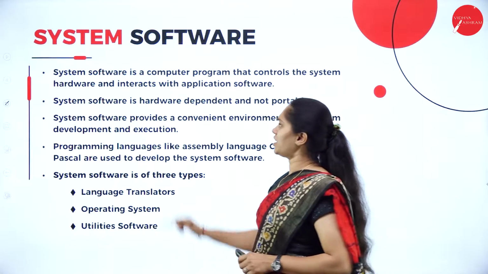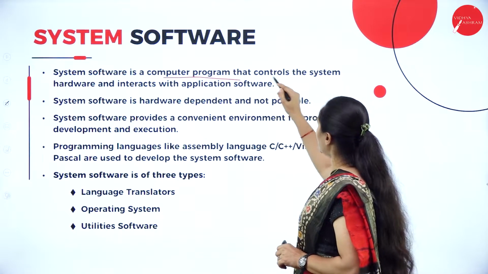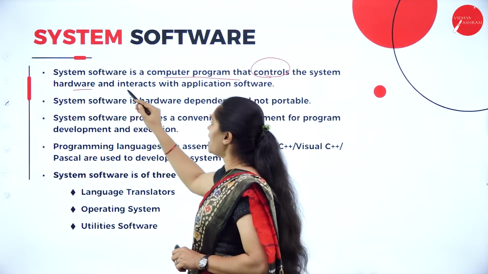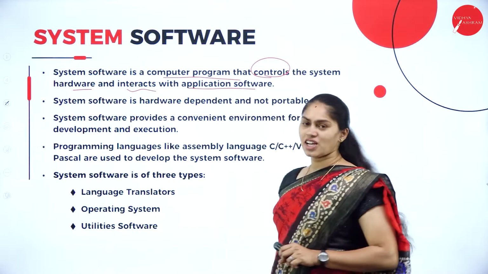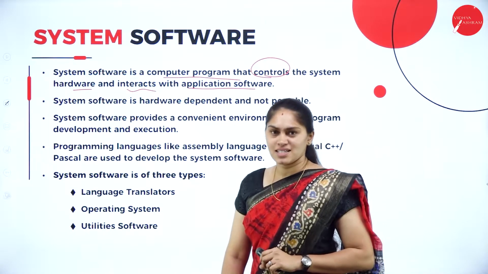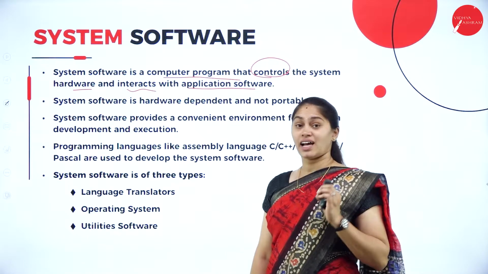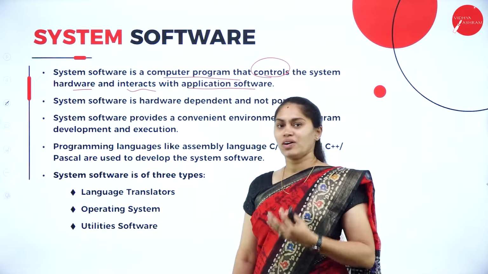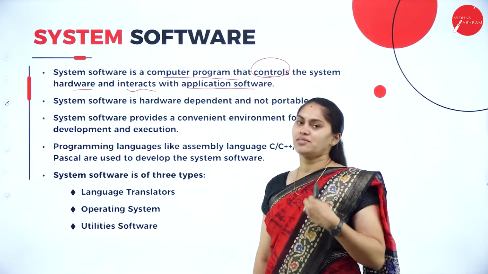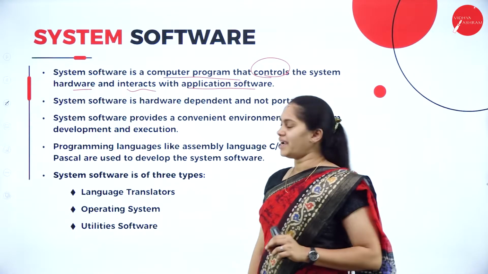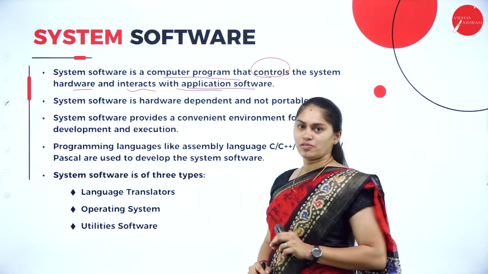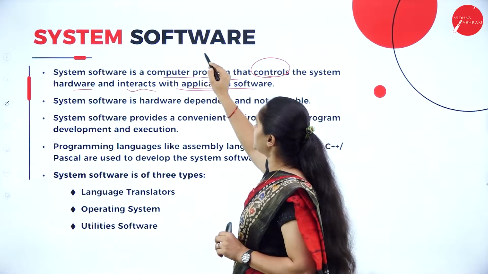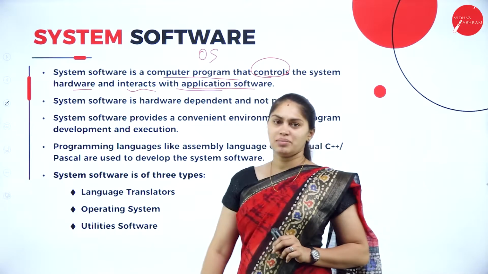We'll see the definition here. It's a computer program that controls the system hardware and interacts with application software. So the system software acts as a brain that is going to control the working of hardware. Along with that, it is going to help us interact with the application software. As I told earlier, if it is system software, then the operating system is an example.